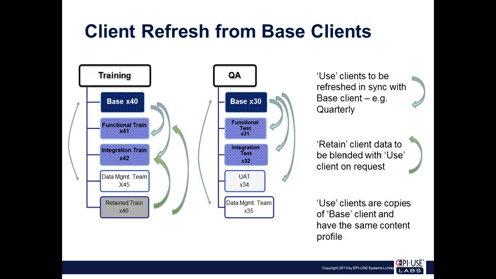Visually, this would look like this, where we would load the data on the training system into the base client. Okay, the data management team has access to that and maybe get a copy of that in scrambled form. But then the base clients could be copied into the functional training, the X41 that you see there. Okay, the integration training might have a combination of base plus the retained data, the X46. Okay, so there are different options of how to blend and build the different clients that you have. And so a very similar thing on the QA, that you have a base and you copy that base down to for functional testing and for integration testing.